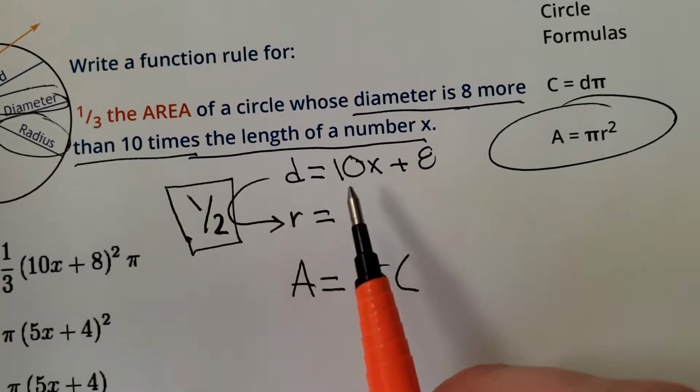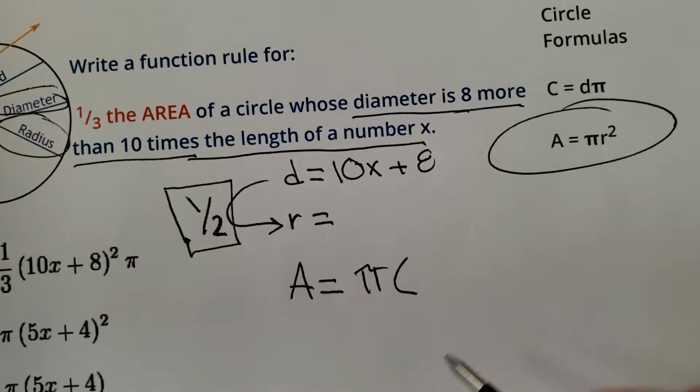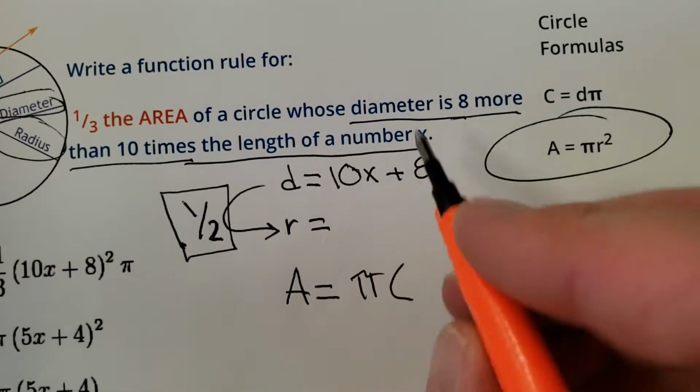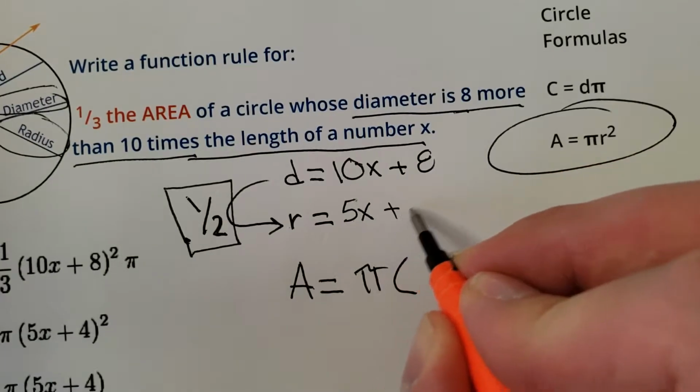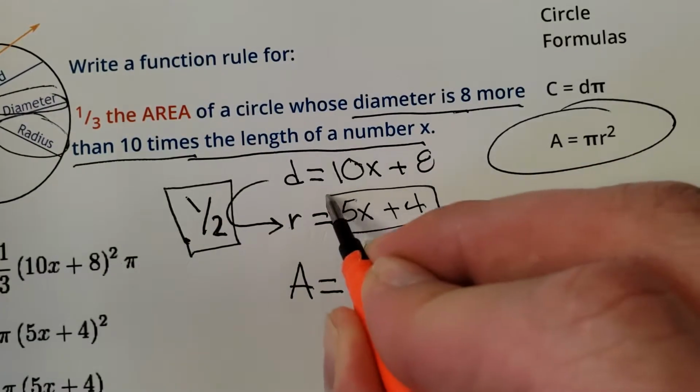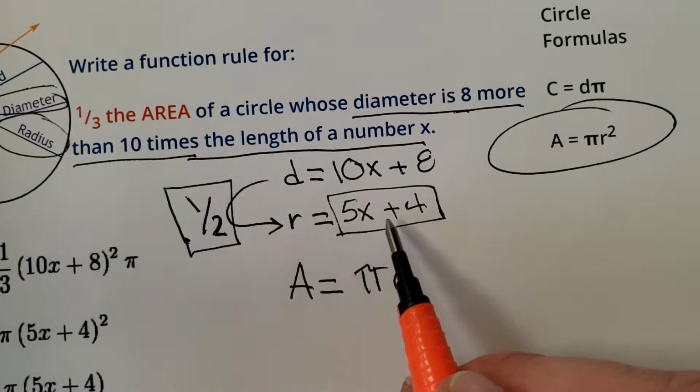So, students, let's chop 10x plus 8 in half. Half of 10x would be 5x. Half of an 8 would be a plus 4. There we go. A single radius would be 5x plus 4.